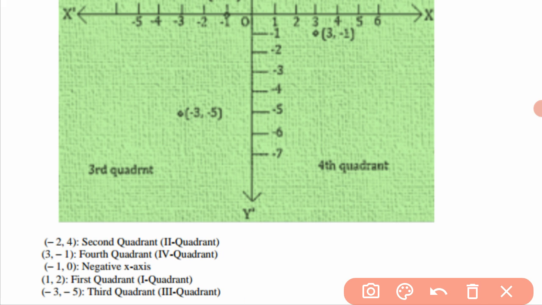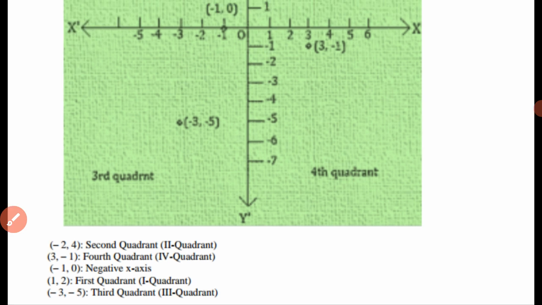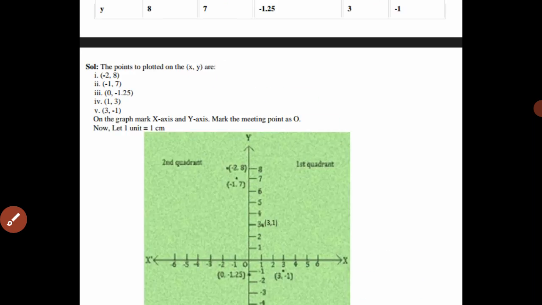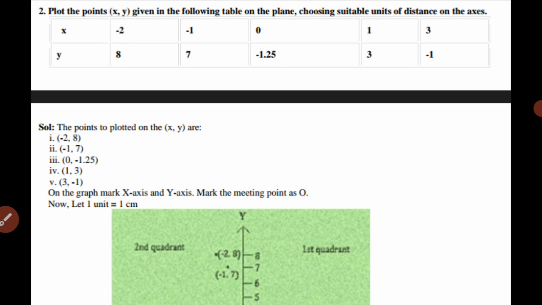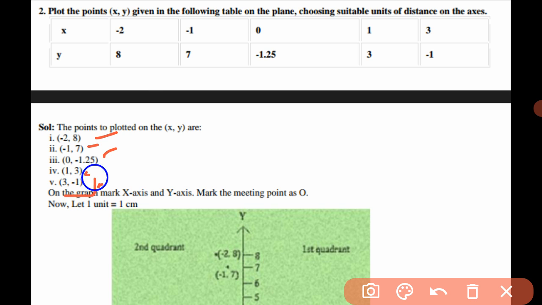Now see the second question. Plot the points (x, y) given in the following table on the plane, choosing a suitable unit of distance on the axes. Here the x-axis and y-axis are given, and we have to plot the graph. The points are (-2, 8), (-1, 7), (0, -1.25), (1, 3) and (3, -1).